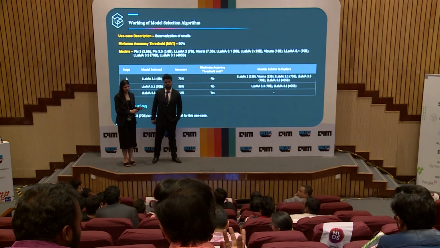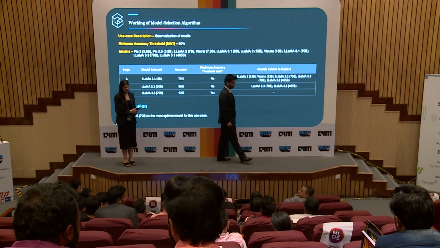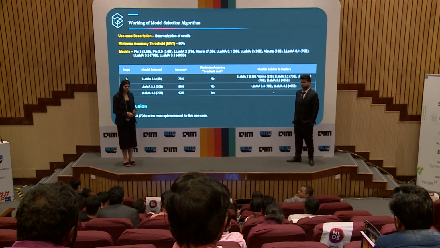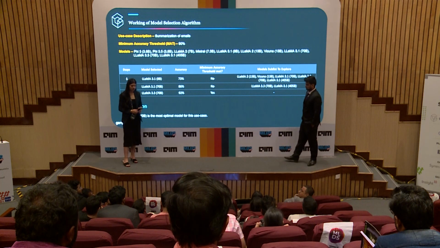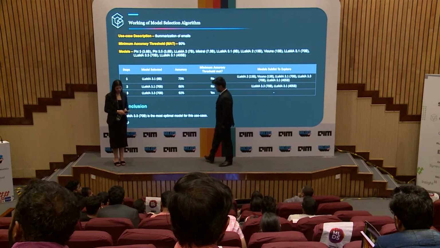But if the right side model has met the threshold, but the model which is on the left side would be more efficient, right, in terms of GPU usage and other parameters, if you're taking that into consideration.